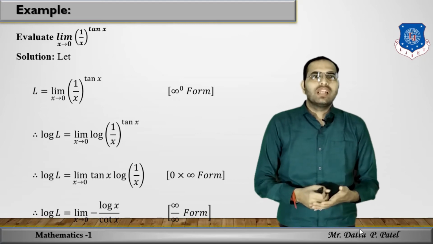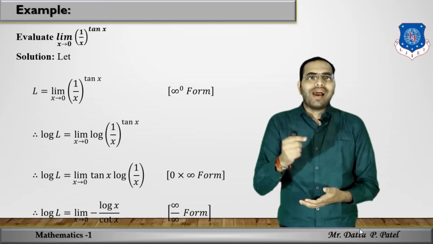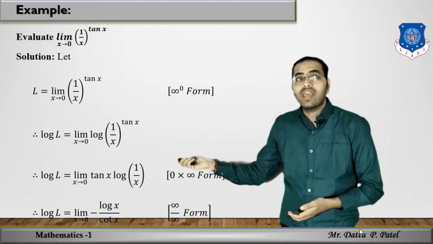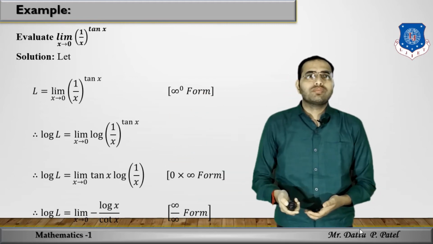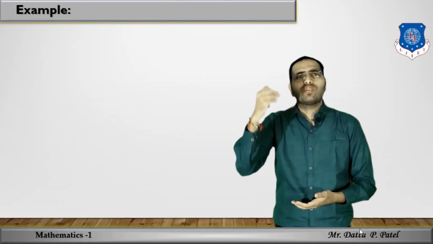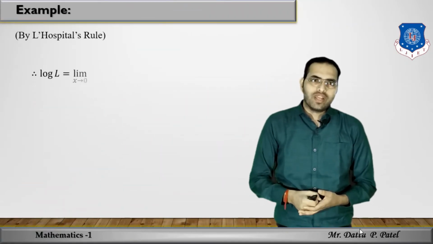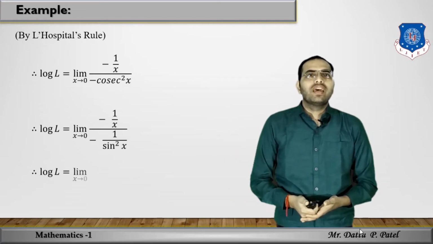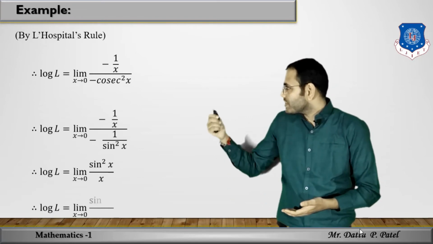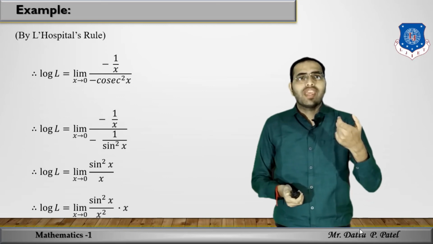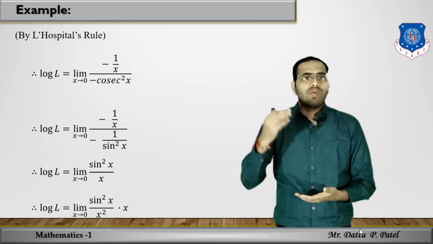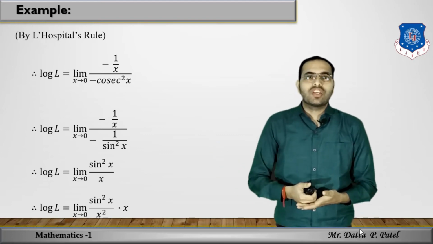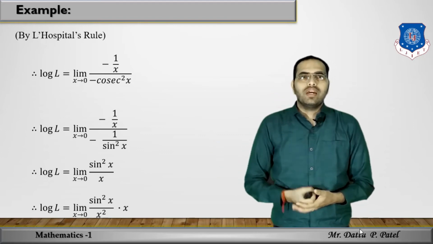Then it becomes limit x tends to 0, minus log x upon cot x. Then applying the L'Hopital rule, it becomes minus 1 upon x upon minus cosec square x. Here simplifying that term, the minus minus sign cancels out. Cosec x, we can write 1 upon sin x, and simplify that term. Then it becomes limit x tends to 0, sin square x upon x.